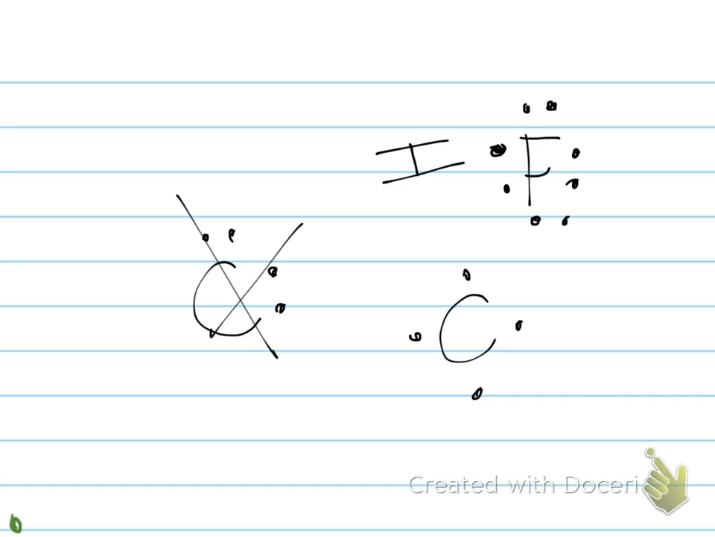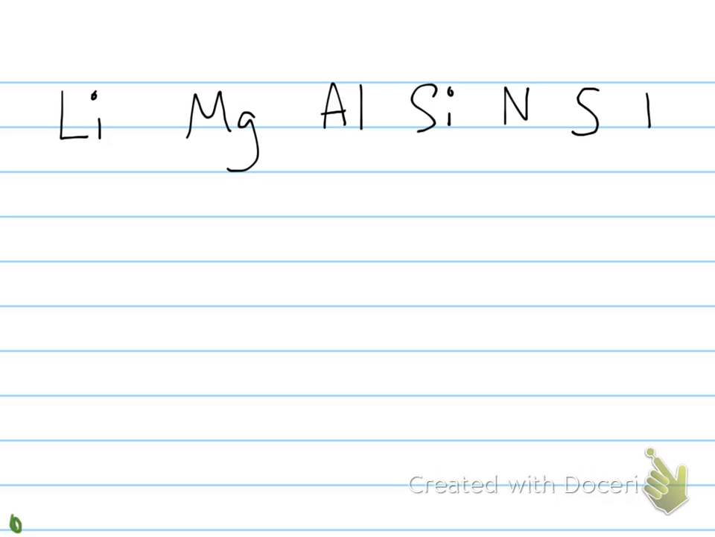So, draw for me electron dot diagrams for the following atoms. I'm going to pick 1 out of each group. Lithium, magnesium, well, each of the main groups. Aluminum, silicon, nitrogen, sulfur, and bromine. So go ahead, draw just the straight up old electron dot diagram for each of those.